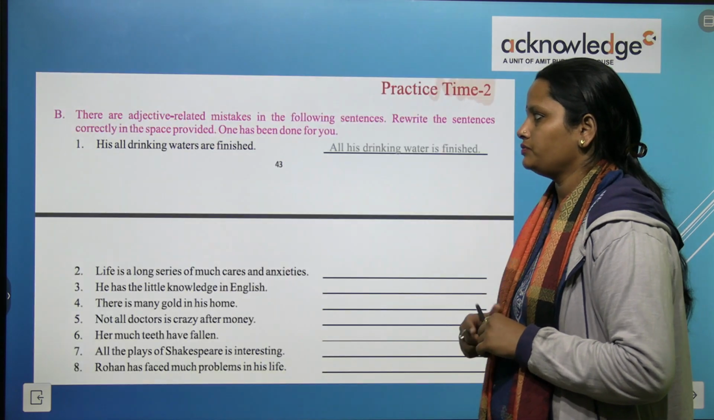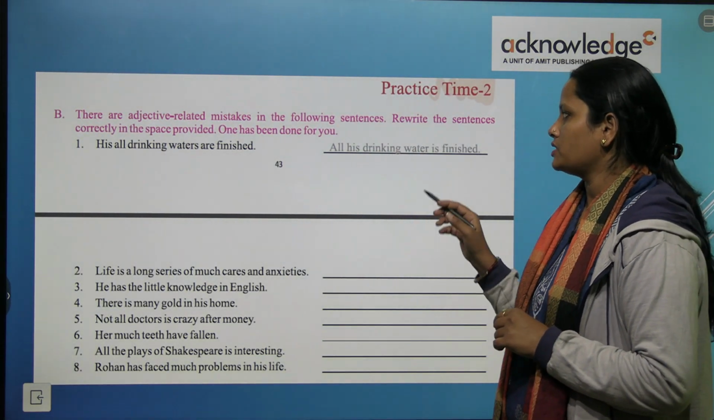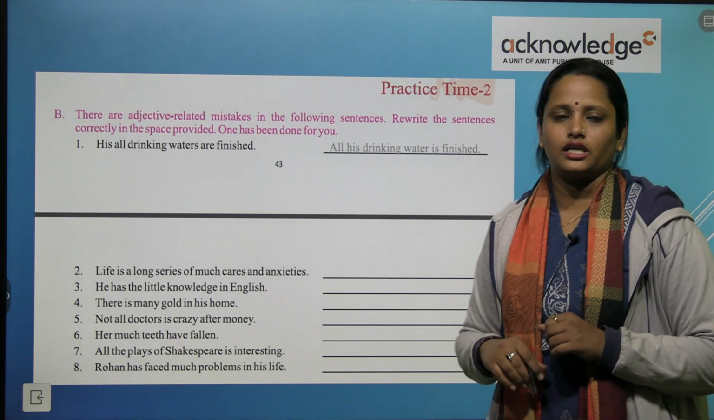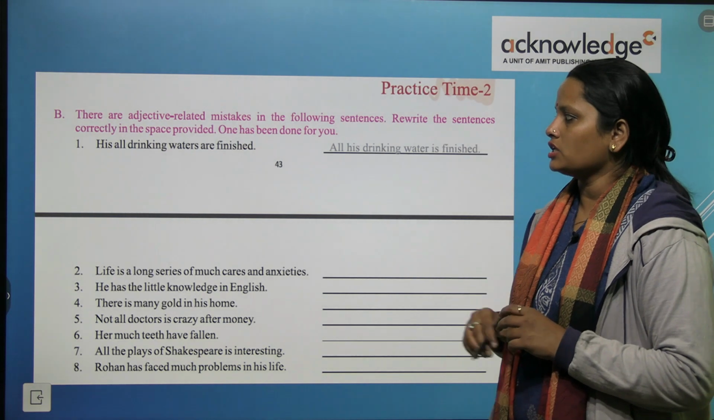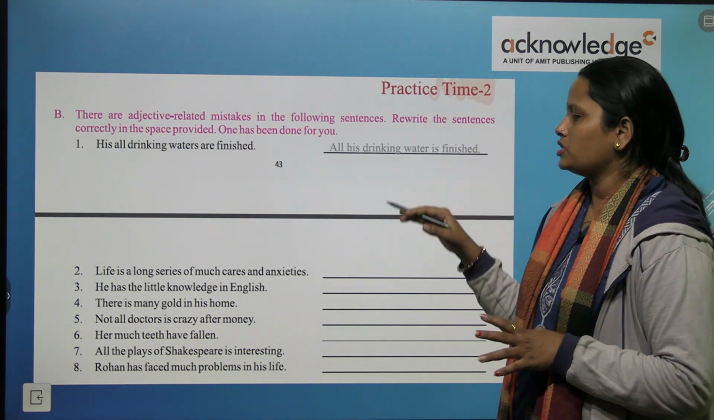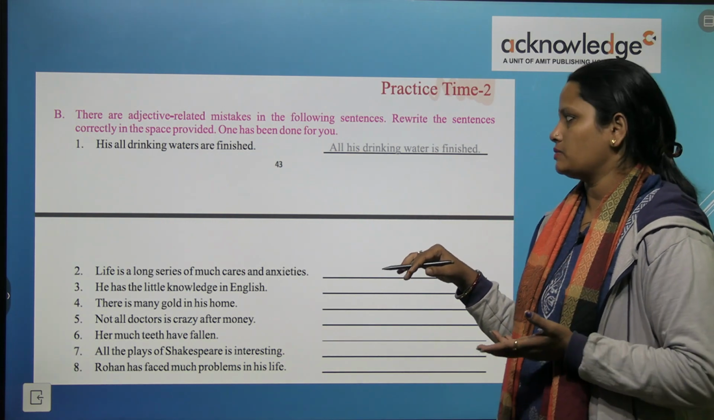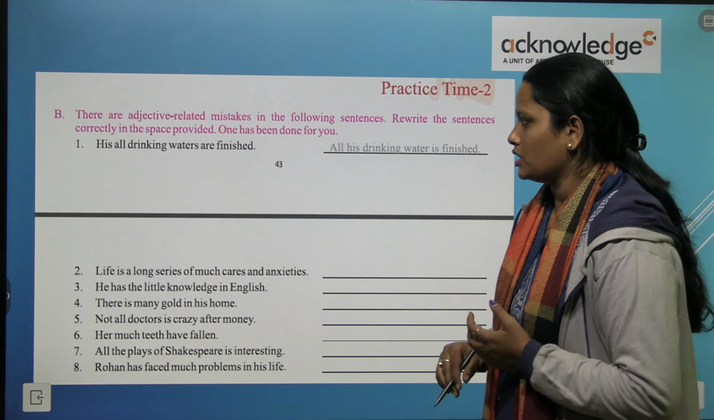Now there are adjectives related mistakes in the following sentences. Rewrite the sentence correctly in the space provided. One has been done for you. His all drinking water are finished. So here अब इसको हमने change कर दिया है, all को हमने his की place पे रख दिया है. All his drinking water is finished. So are को हटा के हमने is कर दिया है.